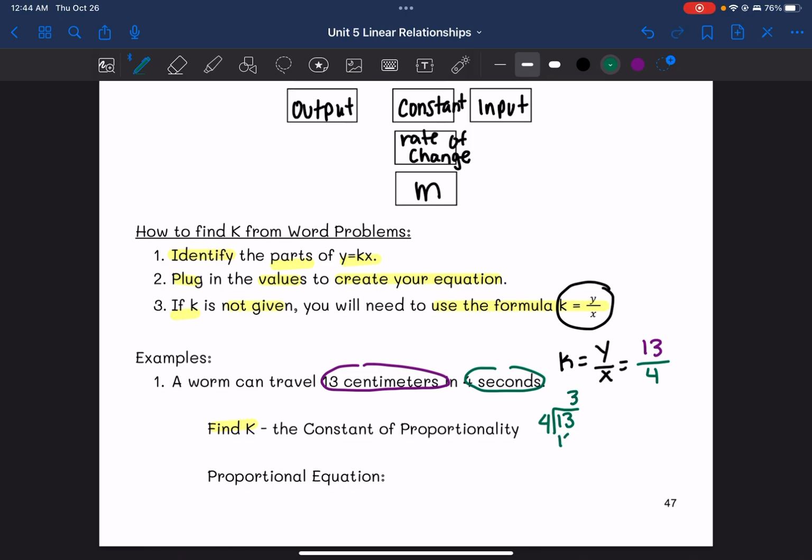4 times 3 is 12. That would be 1. We add a 0. 4 can go into 10 two times. That would be 8.